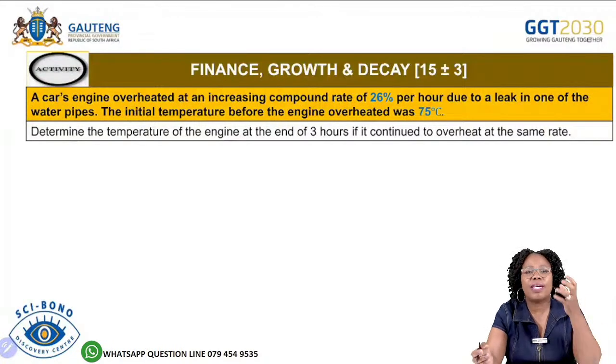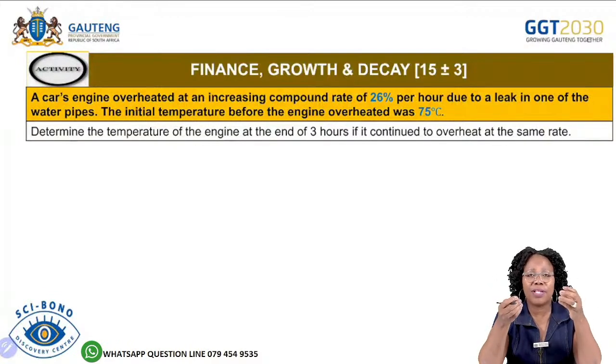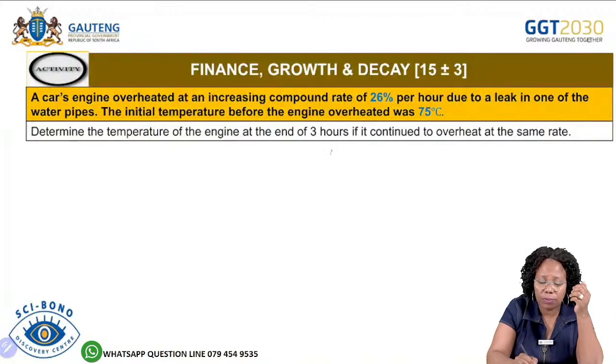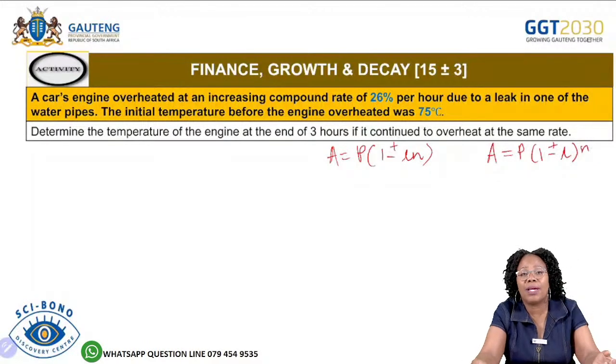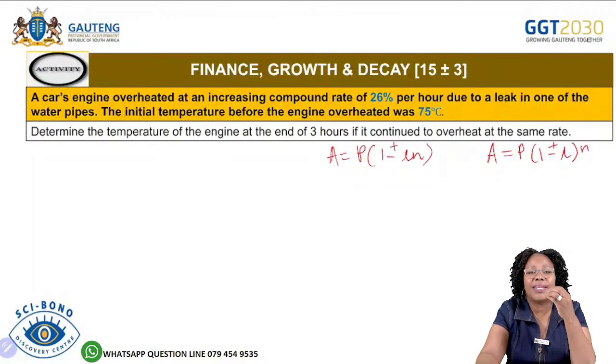And then now there are cases whereby you need to use a formula that is a plus or the formula that is having a minus. For example, A is equal to P into 1 minus IN. Or if it was a compound one, it will be A equal to P into 1 minus I to the power N. When do I use a plus? And then when do I use a minus? There are key words that are guiding you on your statement.